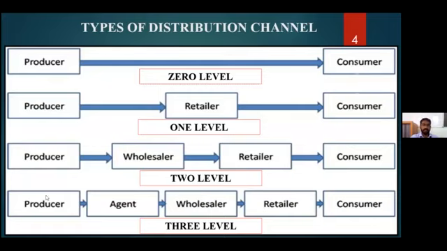Next one is one level channel of distribution. Here also you can understand from the term: one level channel. The involvement of intermediary will be one. That is why it is called one level channel of distribution. Here the producer will pass goods to retailers and later the retailer will resell the product to the consumer.